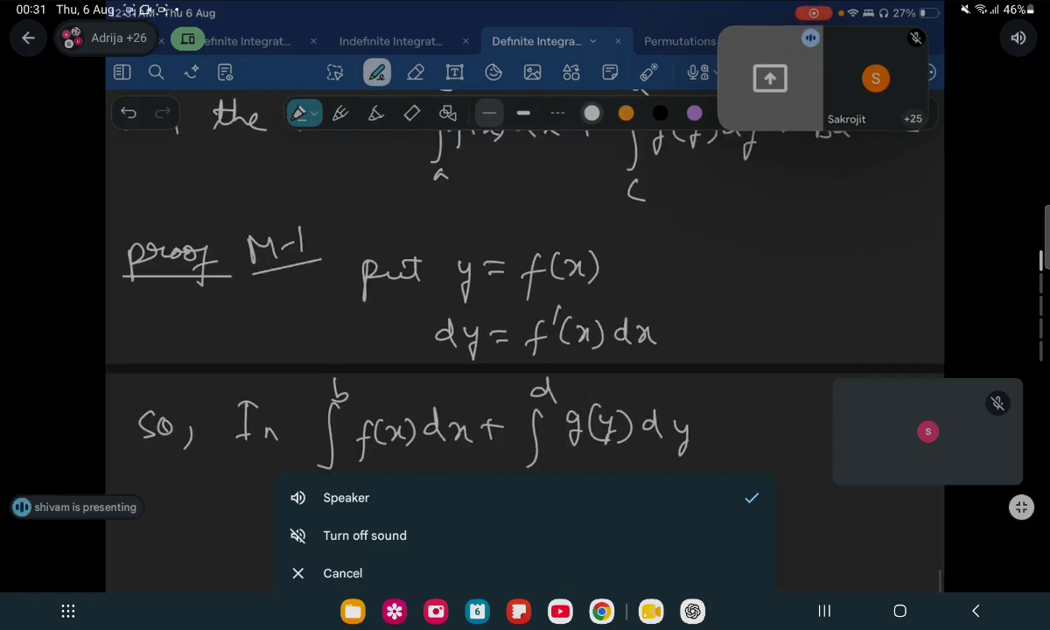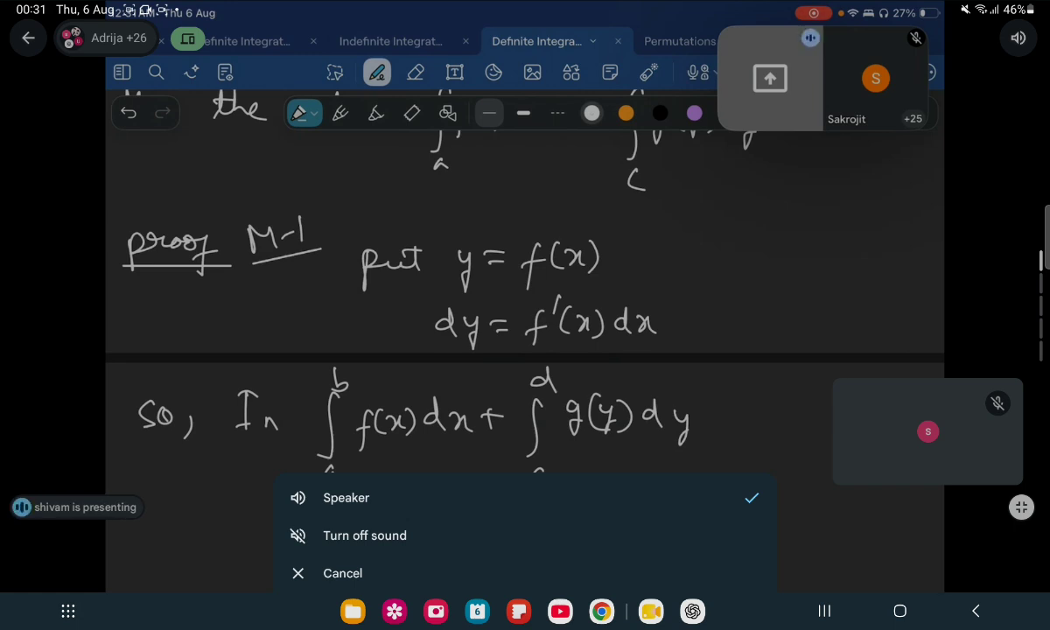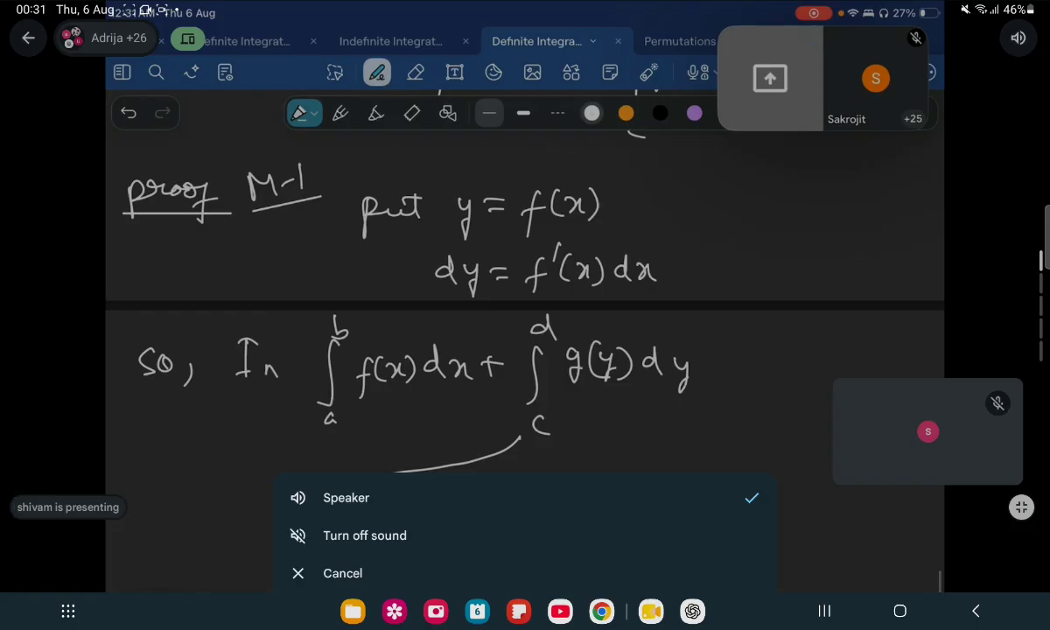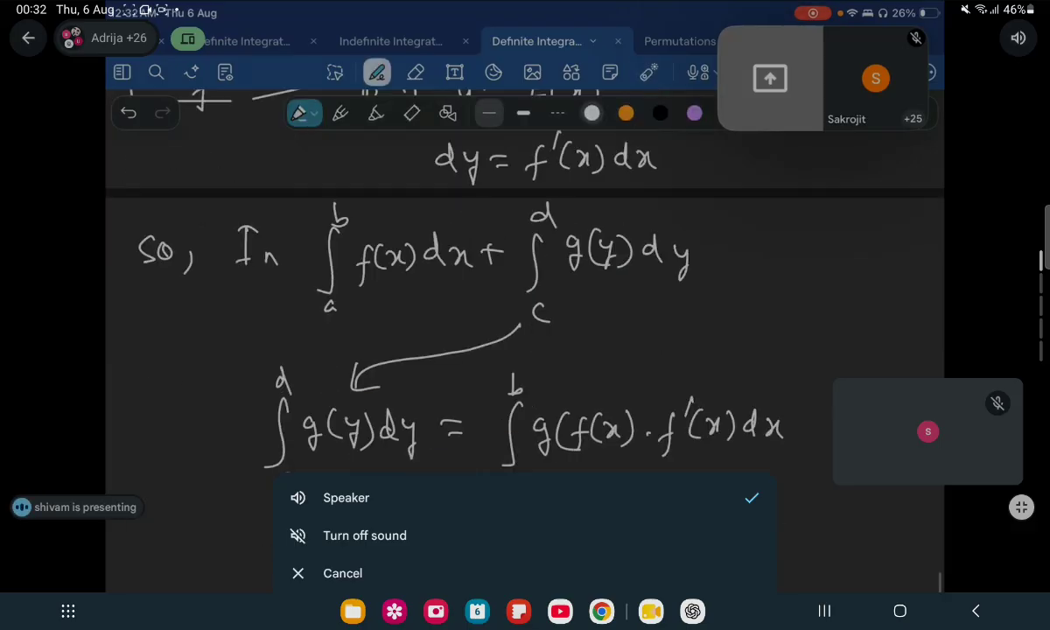x and y are dummy variables, everyone. This integral from c to d of g of y dy, what will it become? This will be equal to the integral from a to b of g of f of x into f dash x dx. dy will become f dash x dx, and y was f of x. Tell me, are you getting, yes or no? Anyone having any doubt, you can ask me.